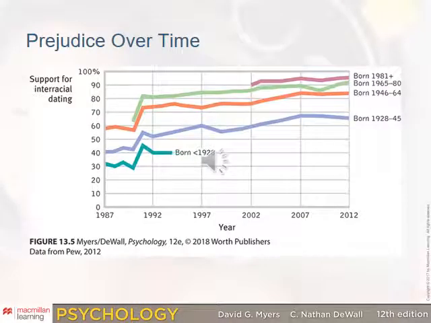This is just showing prejudice over time for the support of interracial dating, and how if you're born 1981 plus, you really don't care. But anybody before that may have had an issue with it. You can see the percentages for support actually go down the older the person is.